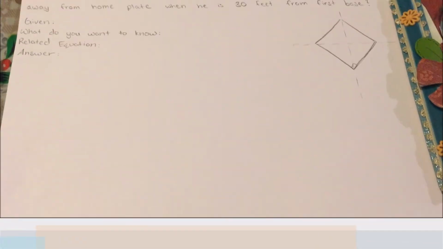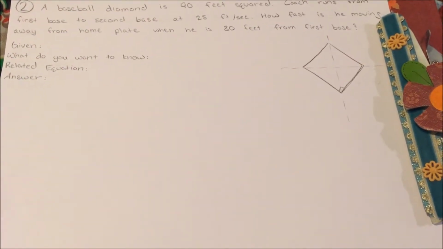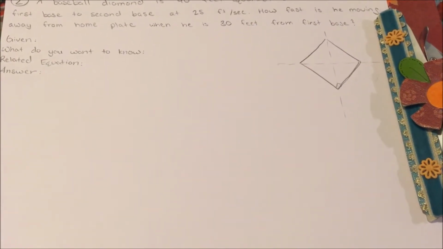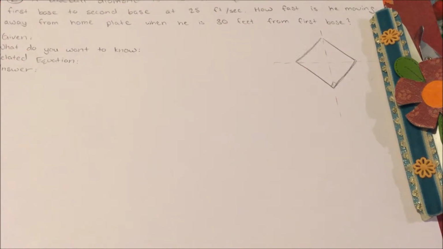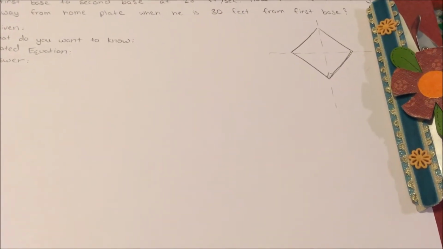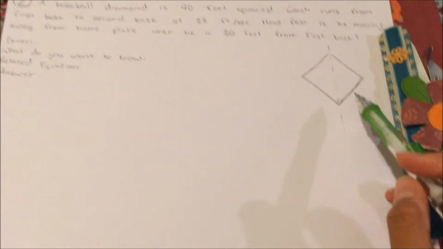Alright, number 2. A baseball diamond is 90 square feet. Coach runs from first base to second base at 25 feet per second. How fast is he moving away from home plate when he is 30 feet from first base? So I already drew my little baseball diamond here.